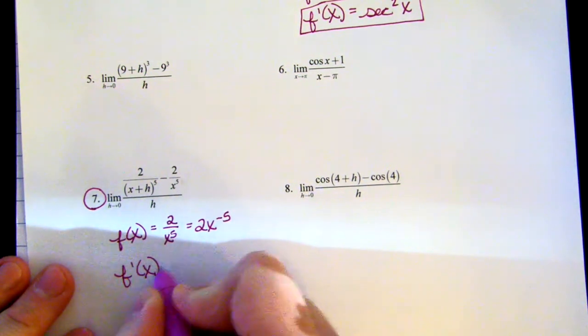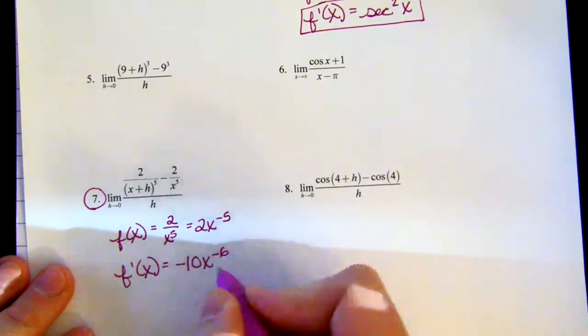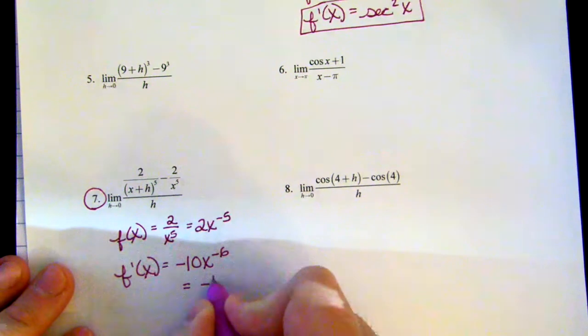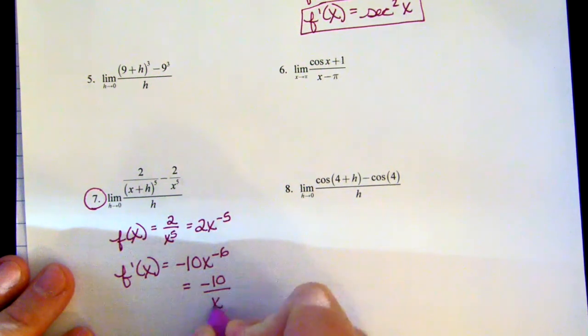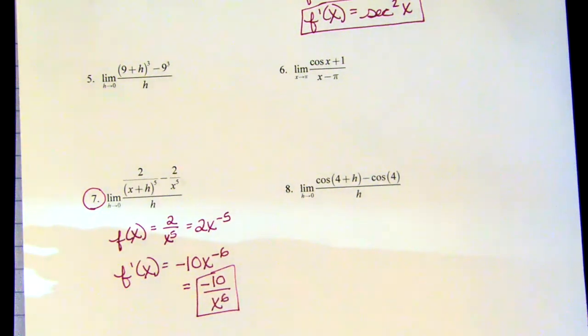F prime of x is going to equal negative 10 x to the negative 6, which should be negative 10 over x to the 6th. Even though these are limit problems, they're really asking you to find the derivative, because that particular limit you're given is the definition of the derivative.